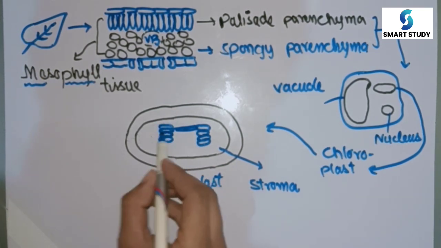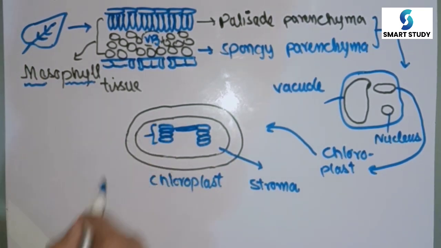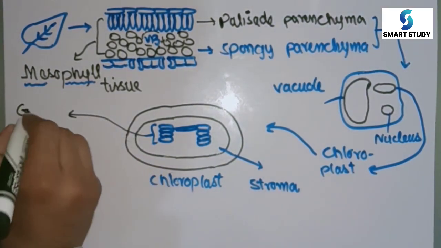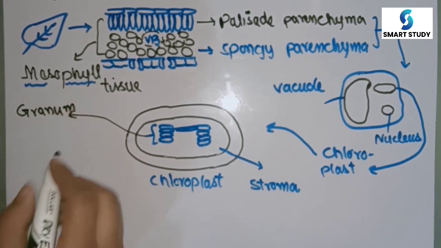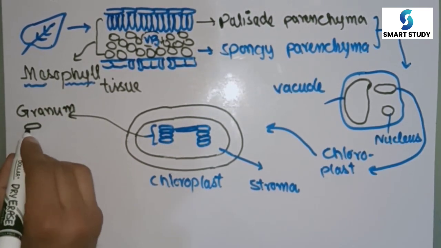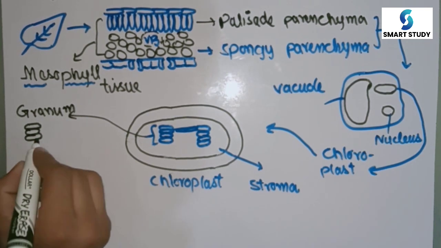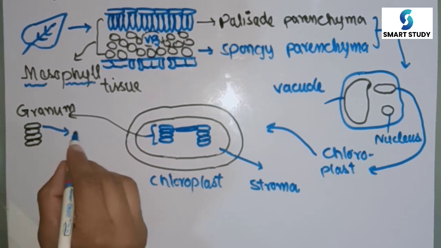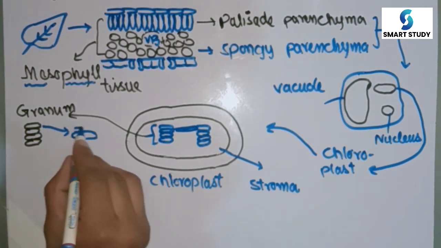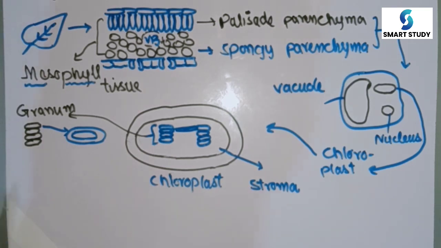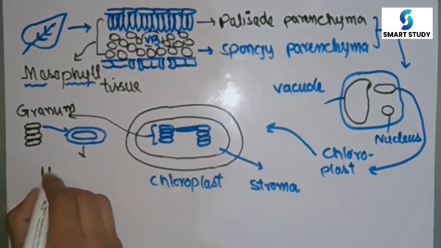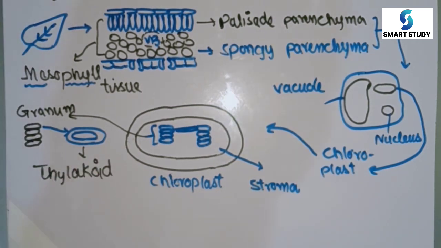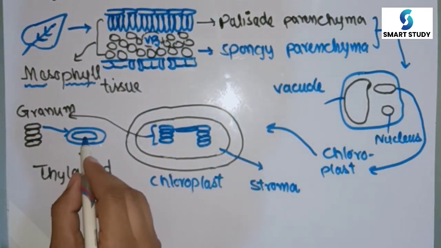These sac-like structures make a group. This group is known as a granum. A granum is the group of the sac-like structures. This one single structure, which is also a double membranous structure, is known as thylakoid.